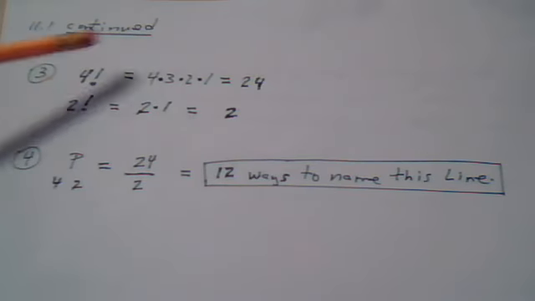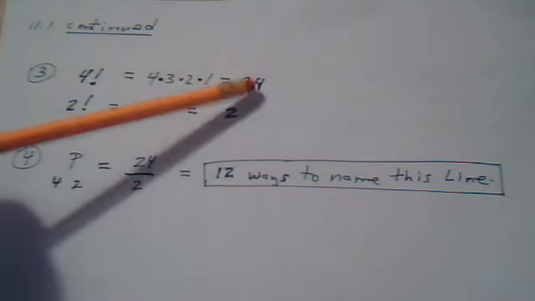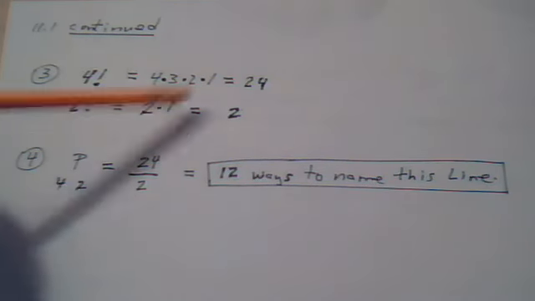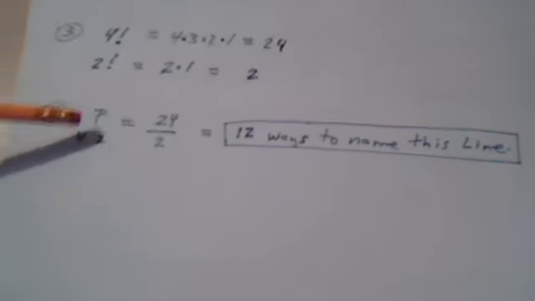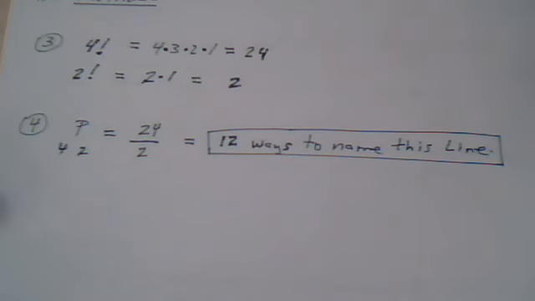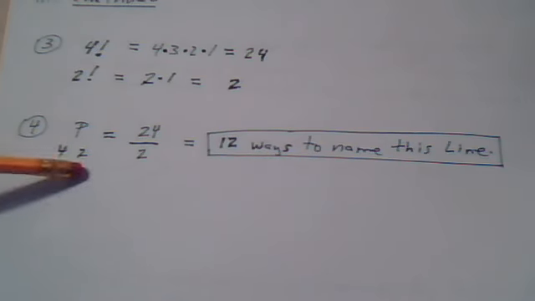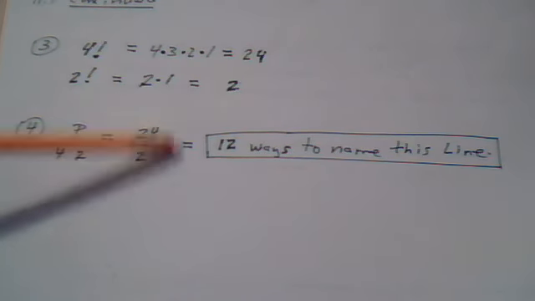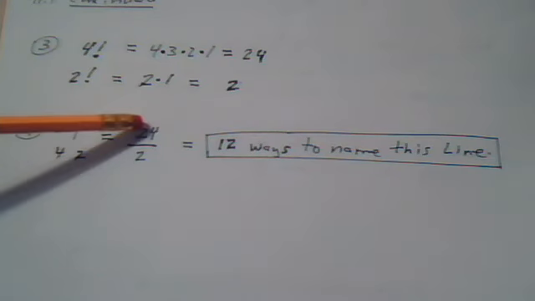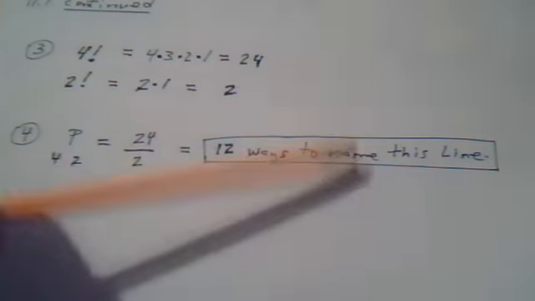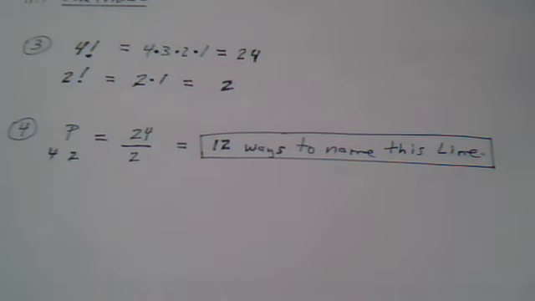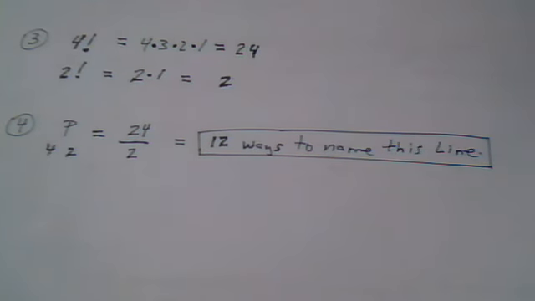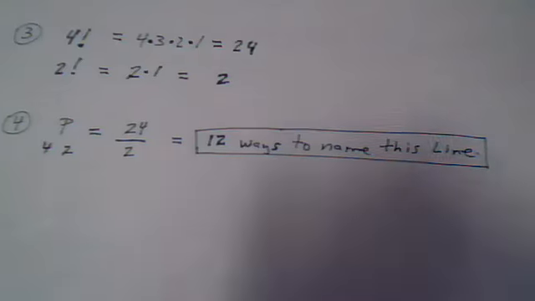4 factorial is 4 times 3 times 2 times 1, which is 24. 2 factorial is 2 times 1, which equals 2. So a permutation, or an arrangement, of 4 objects taking 2 at a time would be 24 divided by 2, which is 12 ways to name this line. So for answer A, we would say 12 ways to name this line given 4 letters.